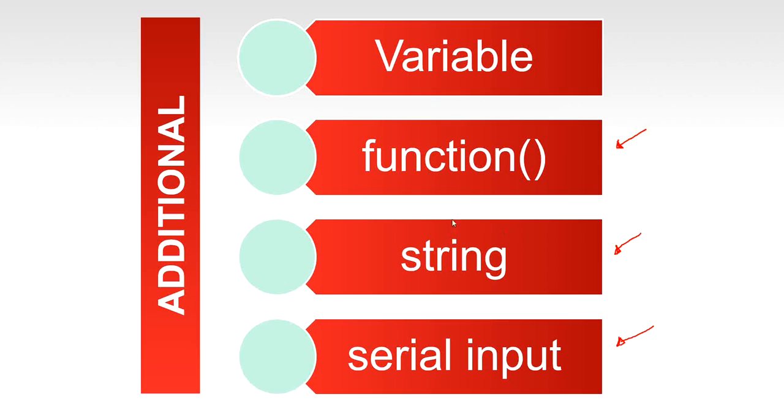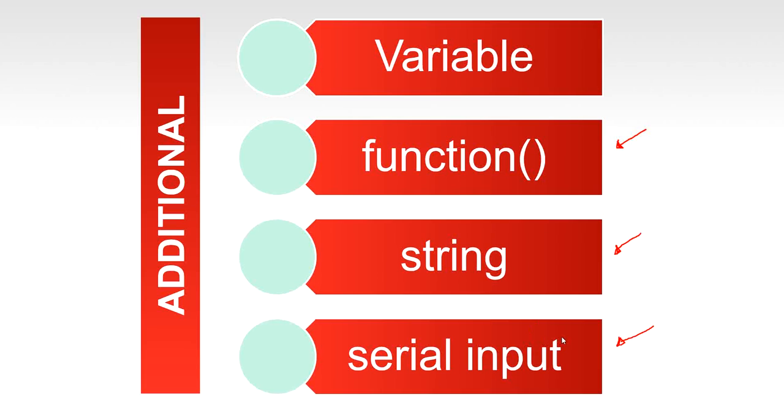The third part is string manipulation. Once we define the variable as a string, we can use most of the string function properties by simply calling them with a dot: dot length, dot substring, and so on.